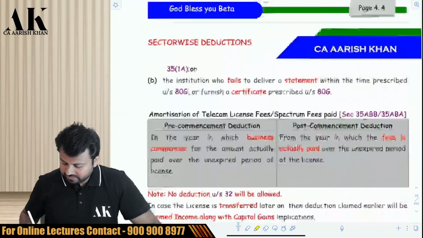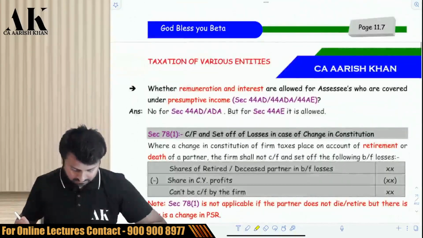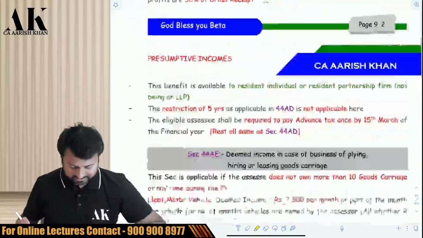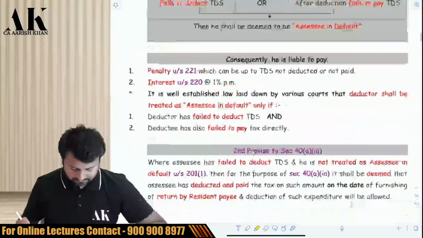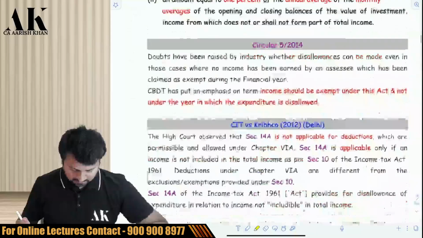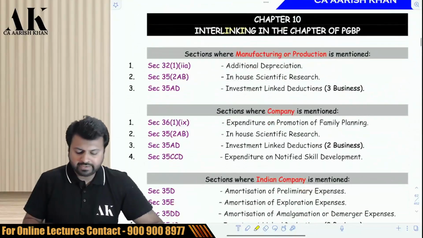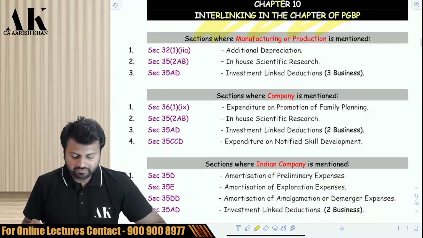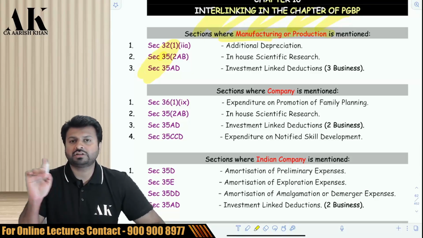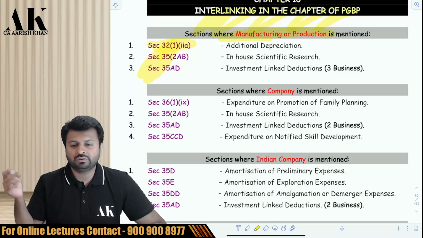Okay, we have done an exercise for you all. Let me show you here itself. See, now this is the interlinking of the entire subject. How interlinking? These are the three sections under income tax law where manufacturing or production will come. Only three sections, out of which one we have done, that is additional depreciation. The rest of the two we will do later.